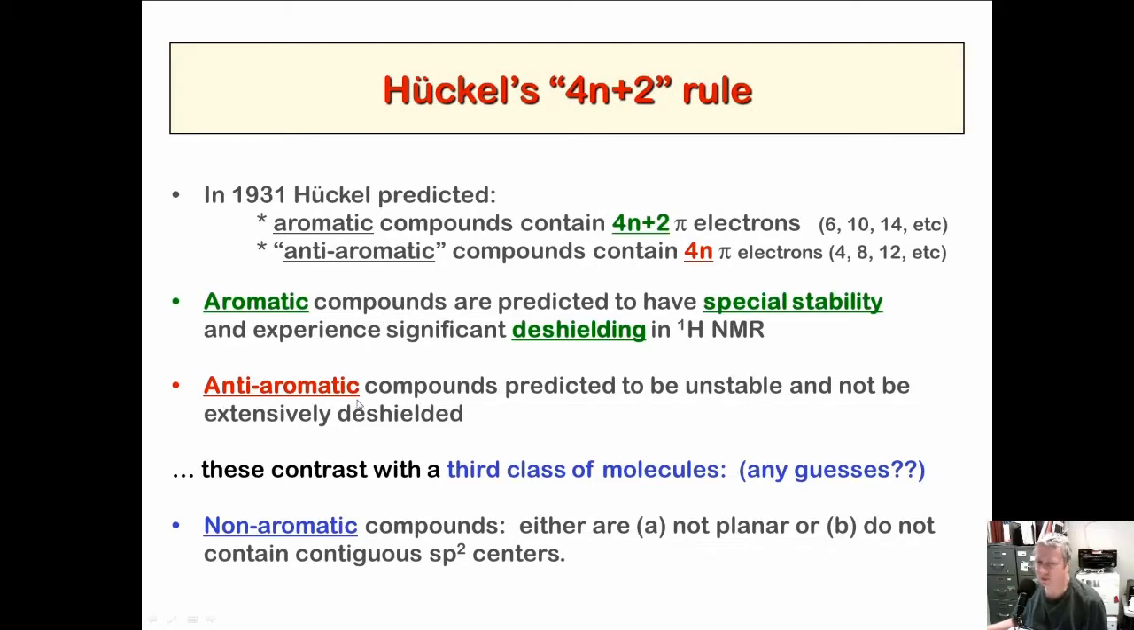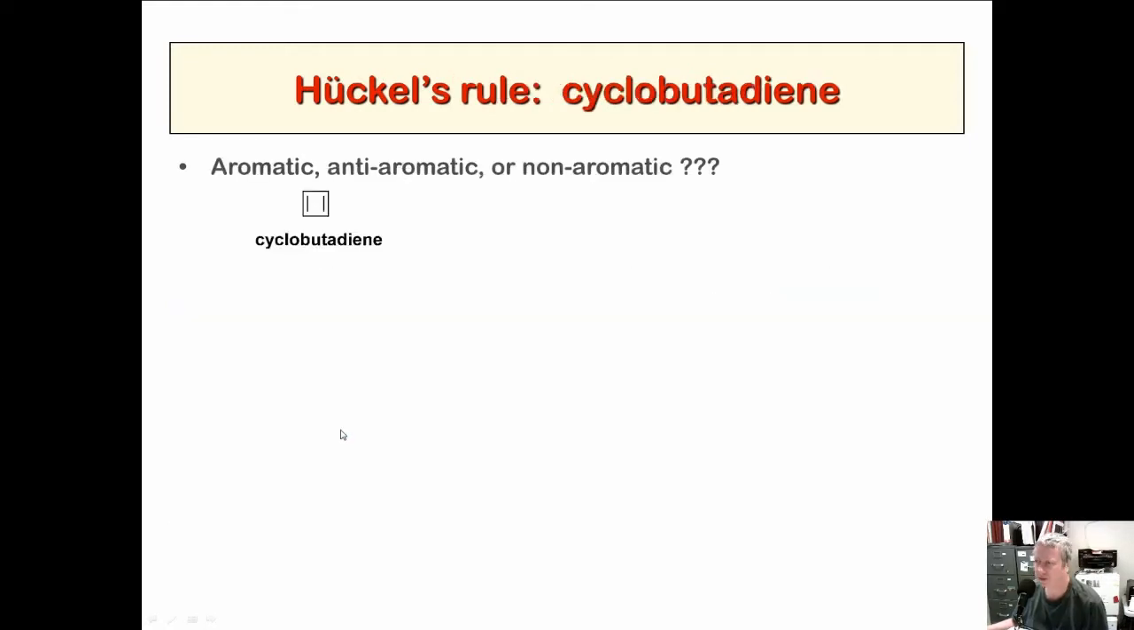Anti-aromatic are very unstable. Aromatic are very stable, right? And they have the deshielding effect. Non-aromatic are just kind of like a bunch of alkenes, and they don't really have any special properties, okay? But we need to be able to distinguish aromatic from anti-aromatic from non-aromatic, all right? Cool. All right, so cyclobutadiene. Is this aromatic, anti-aromatic, or non-aromatic? What do you think? So how many electrons are there?